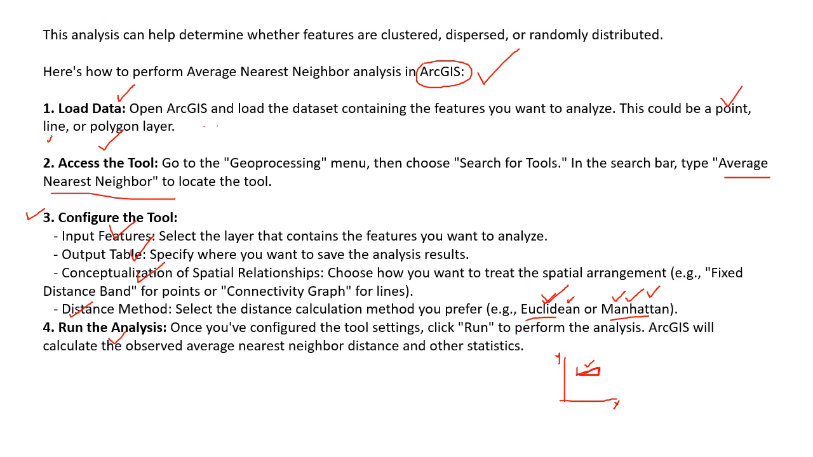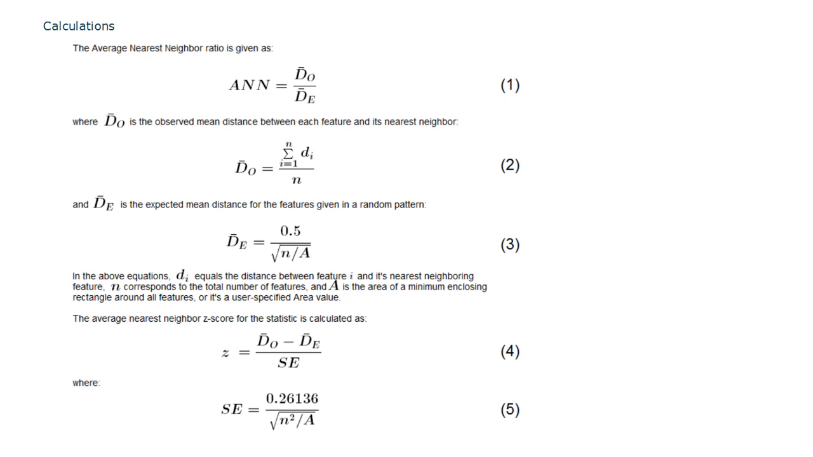So let's begin. Let's see. The calculation here: average nearest neighbor. Okay, average nearest neighbor. Look at this. Average nearest neighbor. Suppose this is one area. In this area, you have taken the points of your interest. So in these points, suppose there are 100 points.